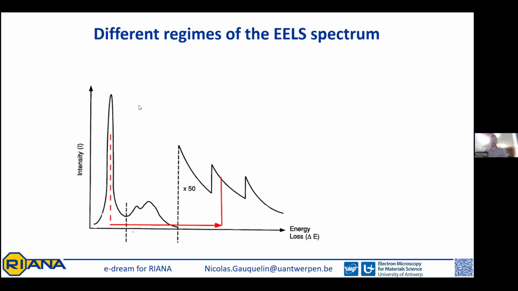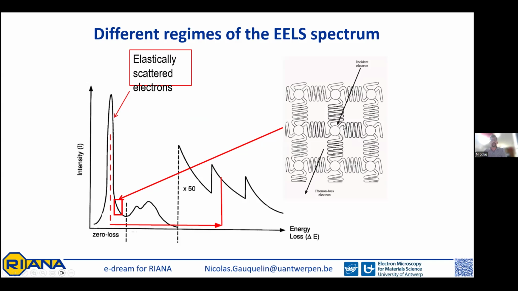So let's go through the energy scale. First we have the elastically scattered electrons that are giving rise to that very intense zero-loss peak. Then if you look into the tail of that zero-loss peak, below 1 eV, you will actually have phonons, which are atomic vibrations. And nowadays, with more modern microscopes, you can actually study those phonons with the electron microscope in EELS.